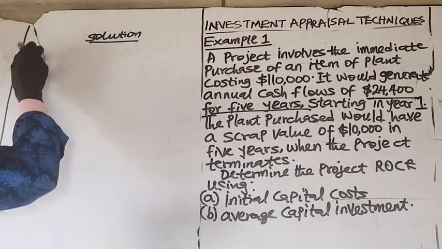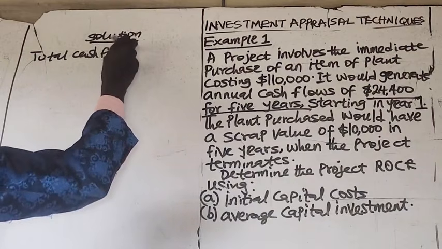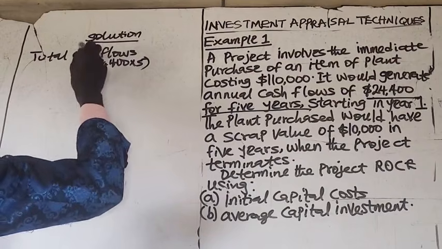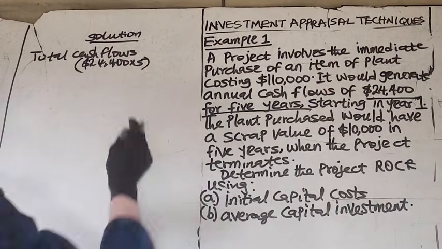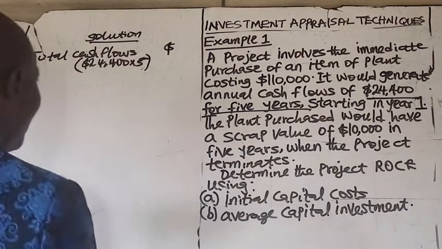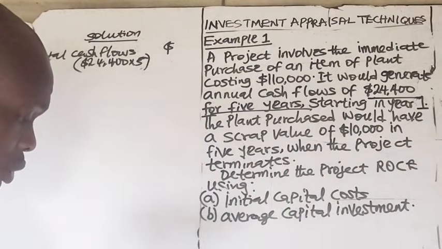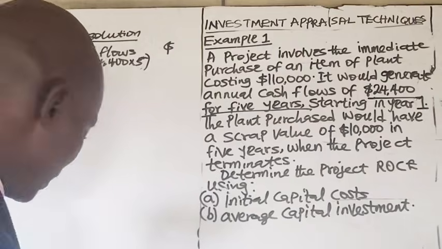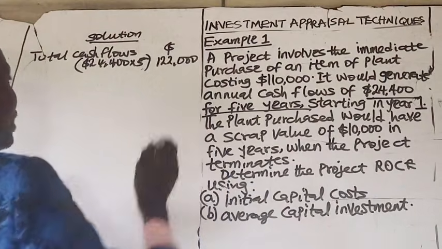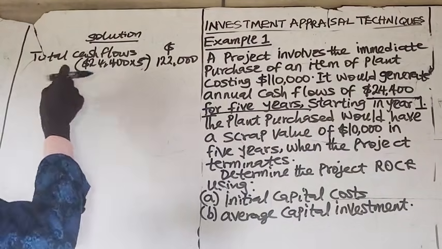So total cash flows, that is $24,400 times 5 years. Remember, cash flow is not to be used for ARR computation, but the profit. So the total cash flows is $122,000. And what we need for ARR calculation is profit. So to calculate profit, you have to subtract depreciation.